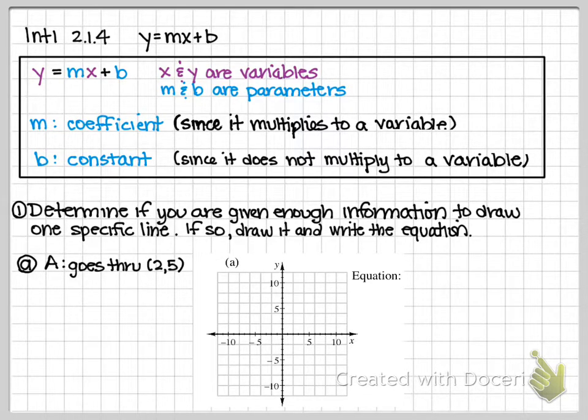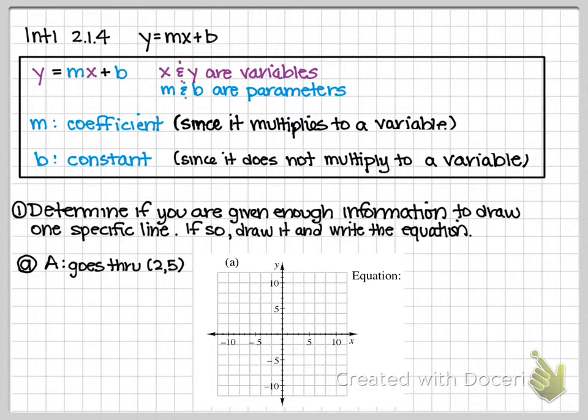So here we've got our 2.1.4, y equals mx plus b. That should look familiar. And you'll notice that in that box, I've identified some things for you. Now, these are kind of like universal vocabulary words. So we have y equals mx plus b. I did color code. You're not shocked, I'm sure.